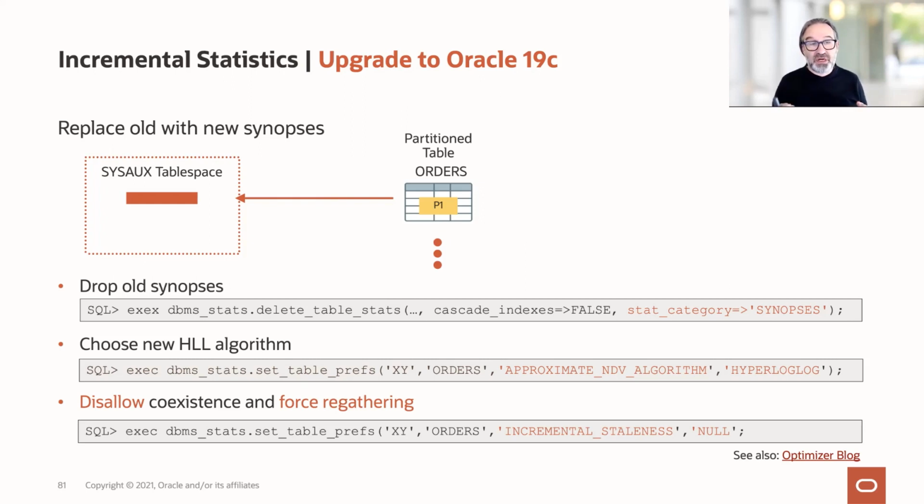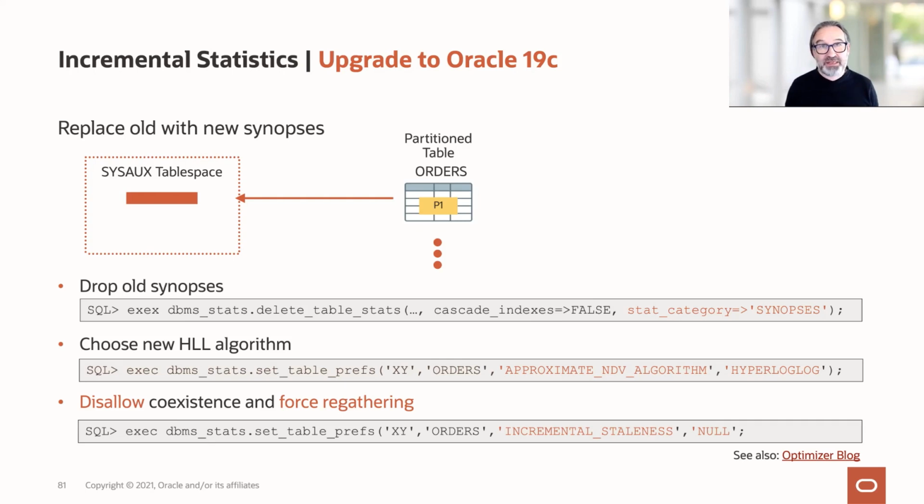Then you choose the HyperLogLog algorithm as standard. And you do this with set table prefs, APPROXIMATE_NDV_ALGORITHM, approximate number of distinct values algorithm, HYPERLOGLOG. Now you turn on HyperLogLog. And then you disallow the coexistence of old and new, and you force a regathering, and you set the table prefs to incremental staleness null. Change it later on again, once it's done. This way you tell the database, okay, these statistics are outdated, you need to regather them. And then you get the new ones.